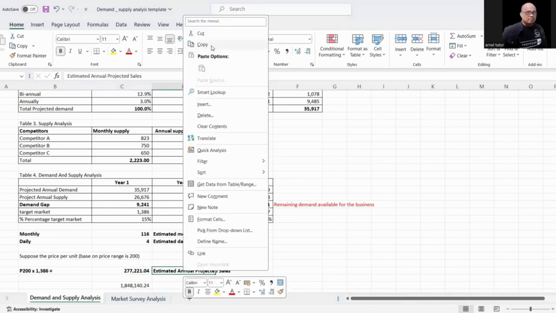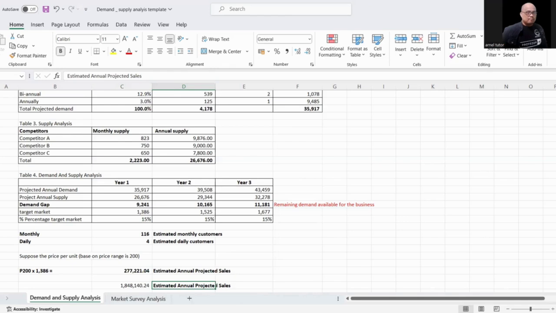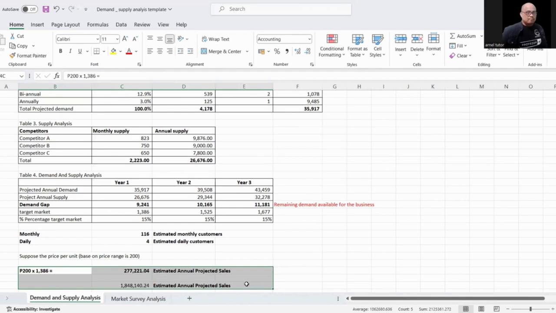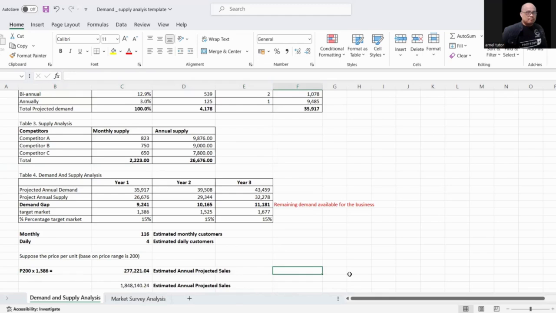And by looking at it, it is really marginal. Okay, the annual sales is really very low. So in this case, you may consider the entire demand gap. And when you multiply this by the price, this would be your estimated projected sales. You may follow this procedure, or you can also itemize the projected sales if you have several product lines or products that you are selling. So try to look at your schedules. Take note that you need to always anchor your projection on your demand gap.